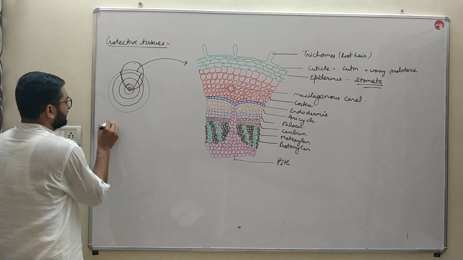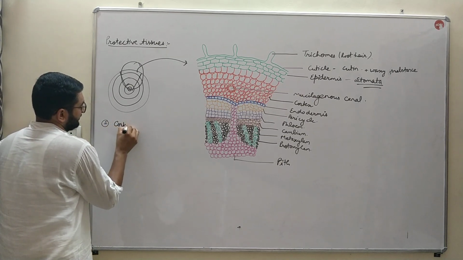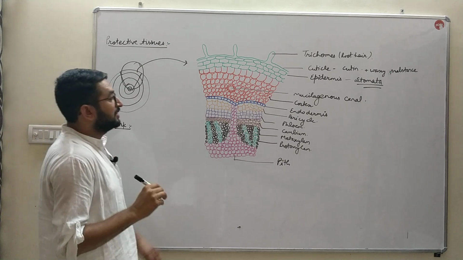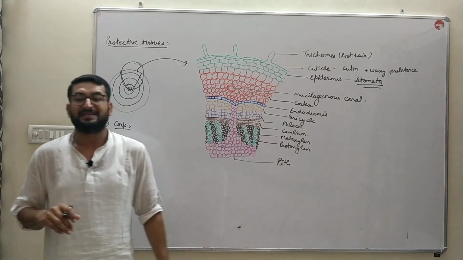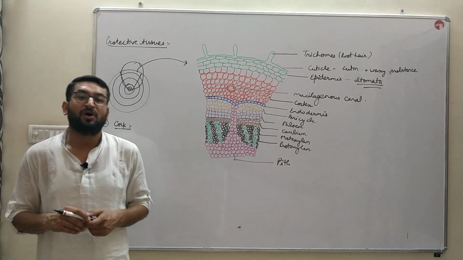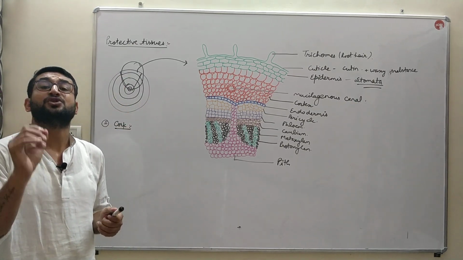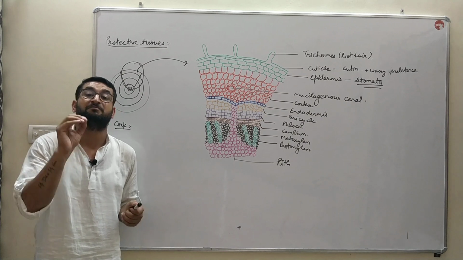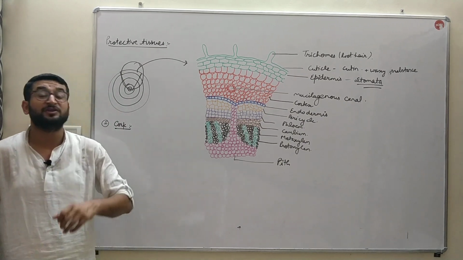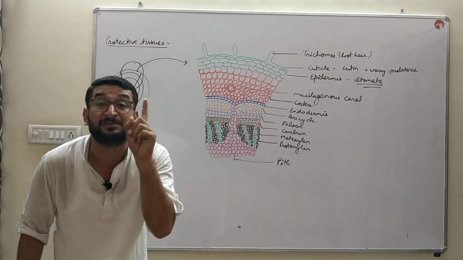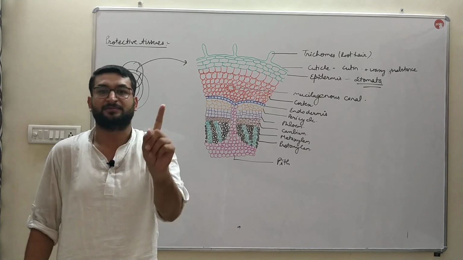The second protective tissue is cork. Cork is formed by the cambium. When cambium divides, the inner region will form the cork. Cork is not the same as bark. There is a brown covering you must have seen on trees, but that is bark, not cork.